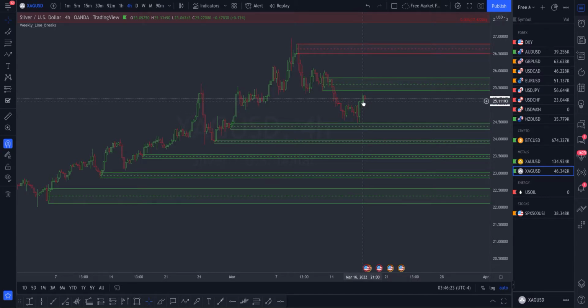And let's see, this demand zone had been removed as well. We may come up and get a turncoat here, or we may go ahead and push up.